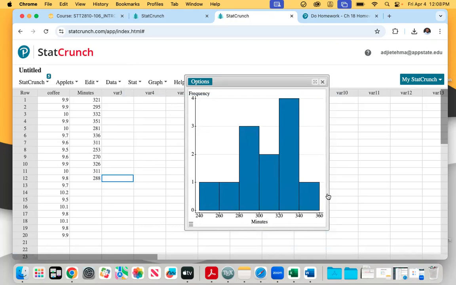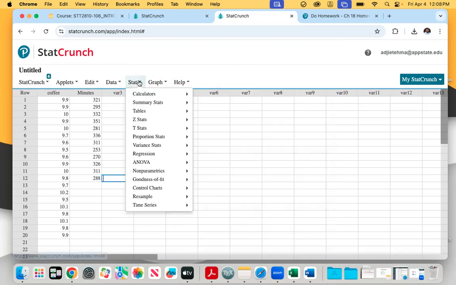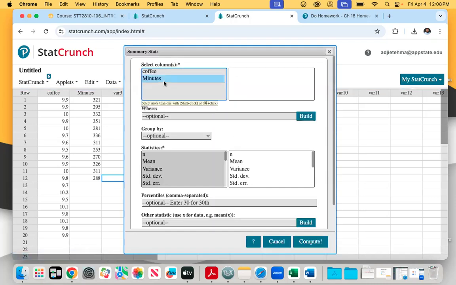Step 3 is to be able to compute the test statistic, and we have to do that manually. But to do that manually, we need the sample mean and then the sample standard deviation. How do I get that from StatCrunch? I just go to Stats, Summary Stats, Columns. I click on minutes.